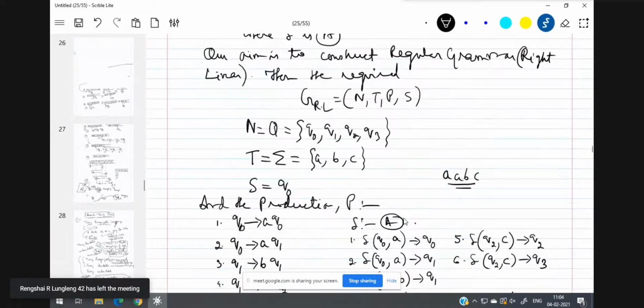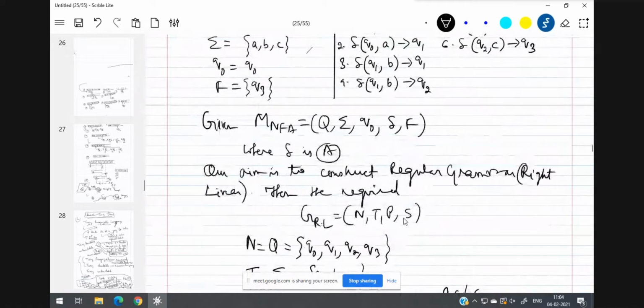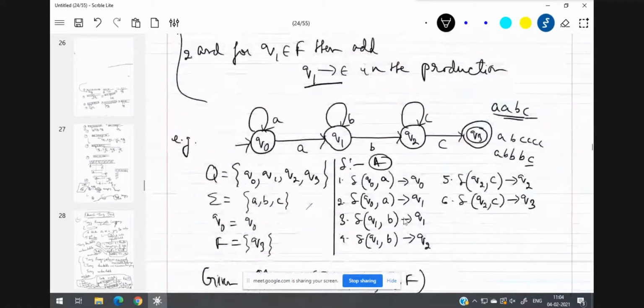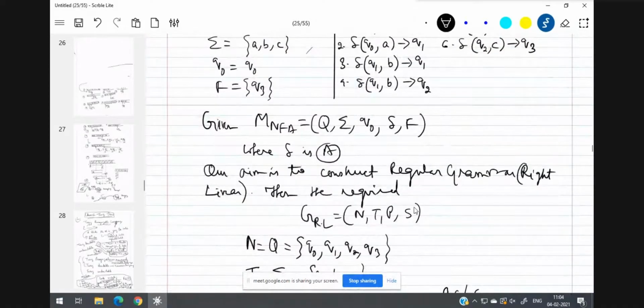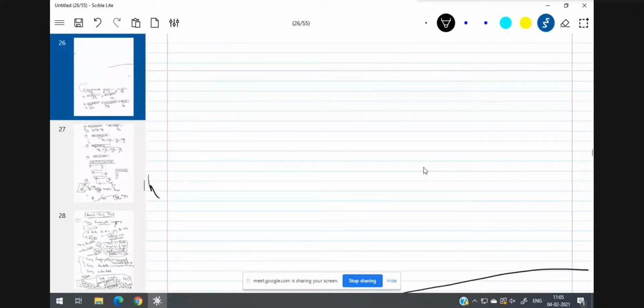Last time what we have seen, from a given NFA, learn how to construct a right linear form. That was last class, right? What we're going to do today is the reverse of the last topic.